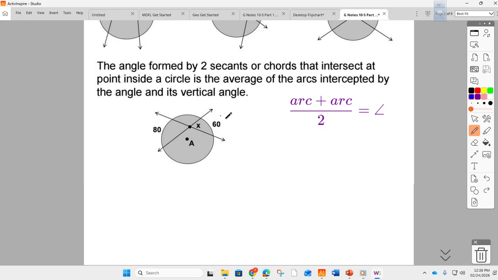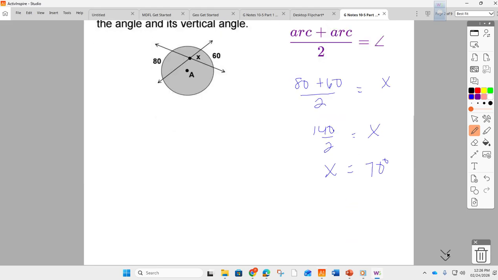So we do know these are degrees, right? So 80 plus 60 divided by 2 equals, in this case, x. So that's 140 divided by 2. So now we know that x has a measure of 70 degrees. Pretty easy, pretty valuable. Vertical angles are our friends.